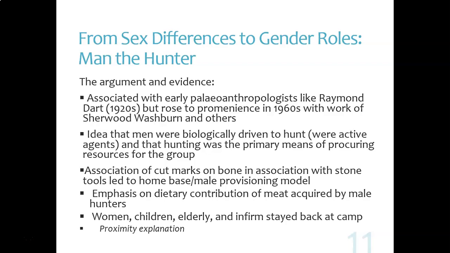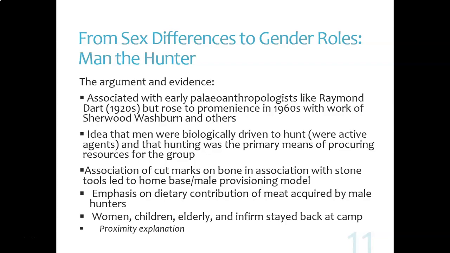And basically what we see with these models is this idea, as I state here, that men are biologically driven to hunt, that they were the active agents in human evolution, in groups, in cultures. And hunting was the primary means by which resources were procured for other group members. And so because we have this idea of provisioning, we start to see this idea of men going out and using stone tools to procure meat, either through hunting or through scavenging. They're then bringing the meat back to their home bases, or where the rest of the group is located.